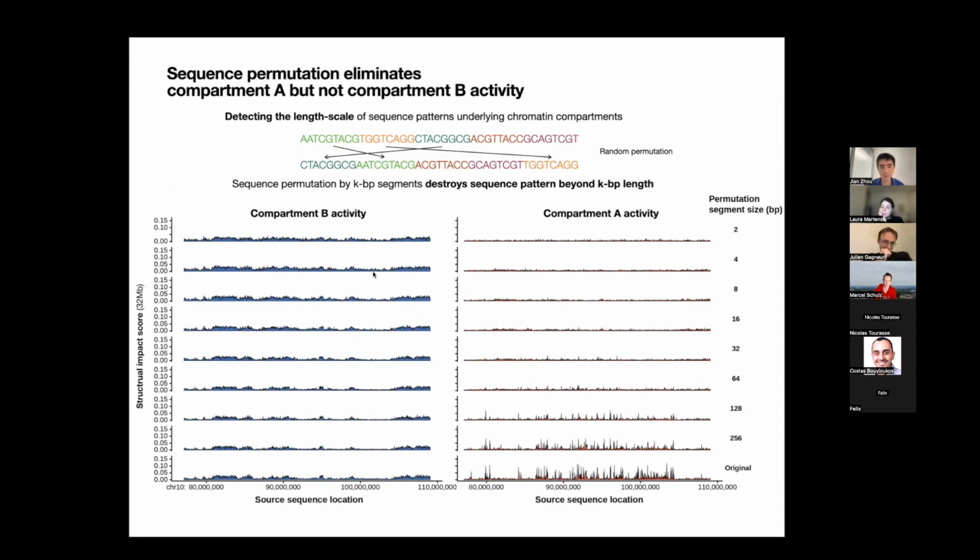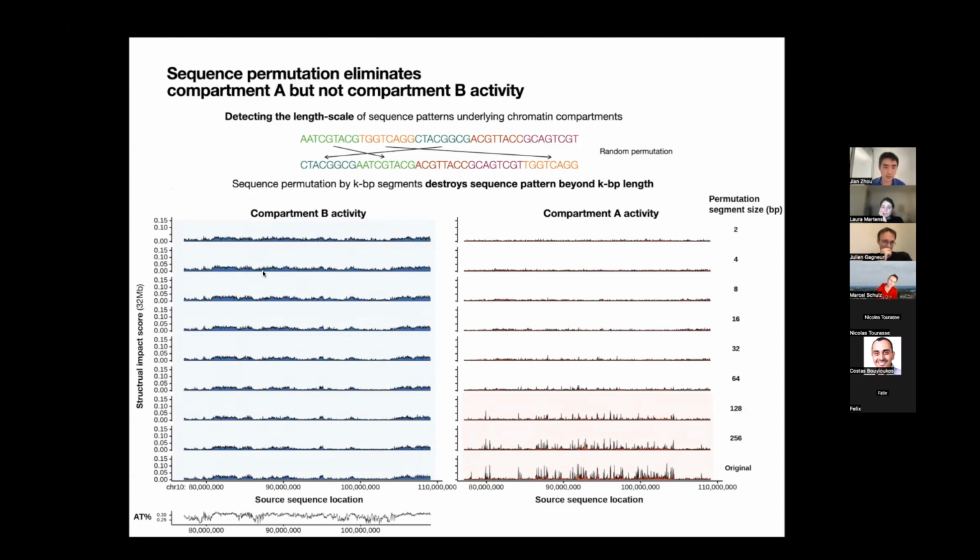And for the compartment B activity, it is very surprising that almost none of those permutations does anything to the compartment B activity. If you look closely, it even increases a little when you permute to the 2 base pair level, right? So that seems to suggest that compartment B activity does not depend on complex sequence patterns, or at least it's not necessary to have complex sequence patterns. And it's also consistent with the AT content. The more AT that you have in this region, the higher the compartment B activity that you will have. This is also something that was previously observed.